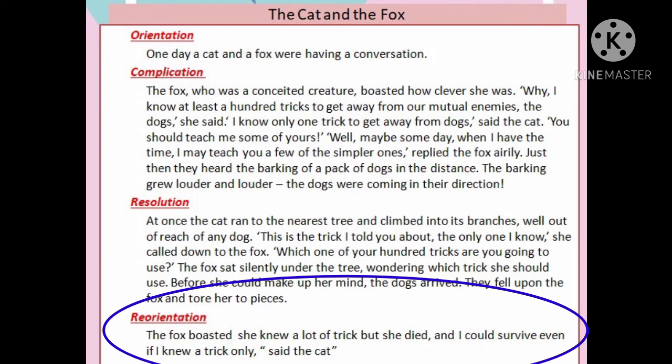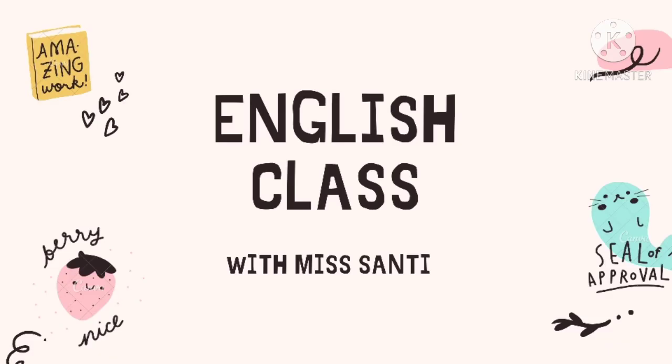Di situ dijelaskan bahwa rubah membual dia tahu banyak trik, tapi dia berakhir pada kematian. Dan kucing hanya mengetahui satu trik saja, tapi dia masih selamat. So, itu adalah advice ya. Jadi itu disebut dengan bagian reorientation. Okay, that was about narrative text. So, from my explanation before, dari penjelasan Bu Guru bisa kita ambil kesimpulan bahwa yang termasuk dalam narrative text itu adalah dongeng, gitu ya.